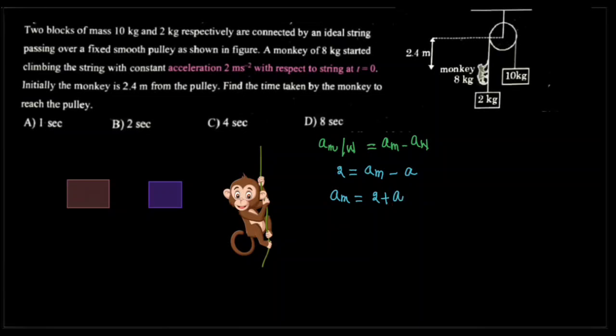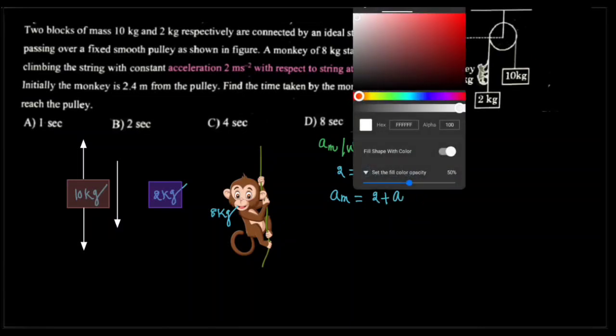Let's say this is 10 kg and this is 2 kg and this is the monkey which is having 8 kg. So let's try to draw all the free body diagrams of these bodies. On the 10 kg there is a tension acting in the upward direction and there is a weight also acting in the downward direction. Let's say it is moving in the downward direction with an acceleration of a, and these two accelerations are equal.